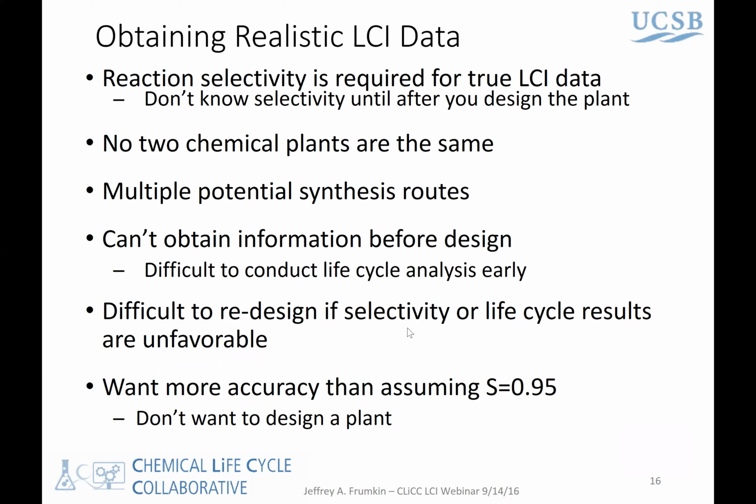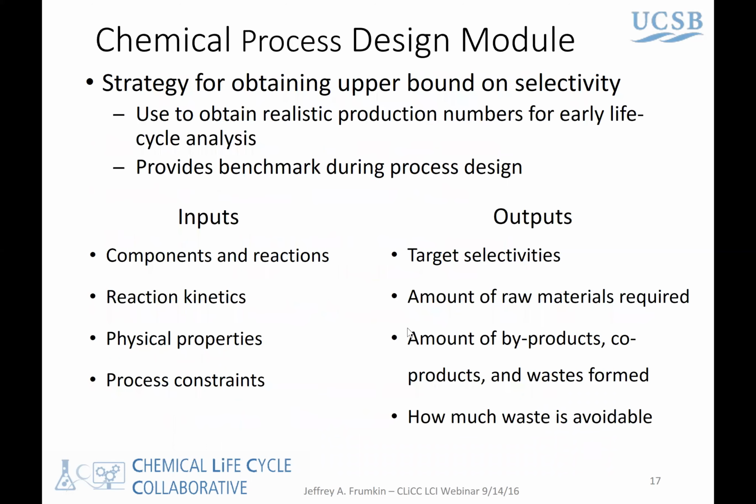So all of this leads to an interesting problem. You really can't obtain selectivity information before you design a chemical plant, which means it's really difficult to conduct life cycle analysis very early on in the design phase, which is when you want to do it. Furthermore, it's difficult to redesign a chemical plant if selectivity or life cycle results are unfavorable. So where we are, we really want more accuracy than assuming a selectivity of 95%, but we don't want to design a chemical plant to get that information.